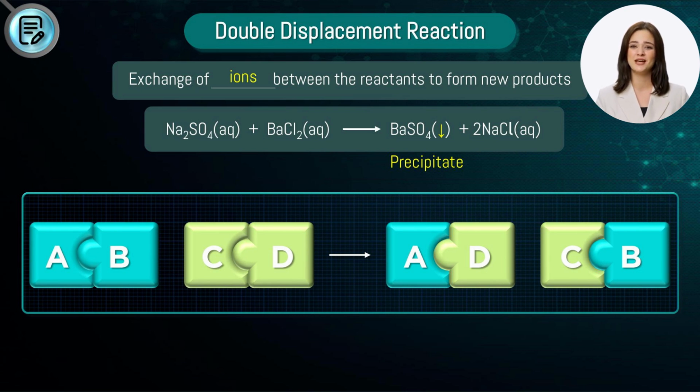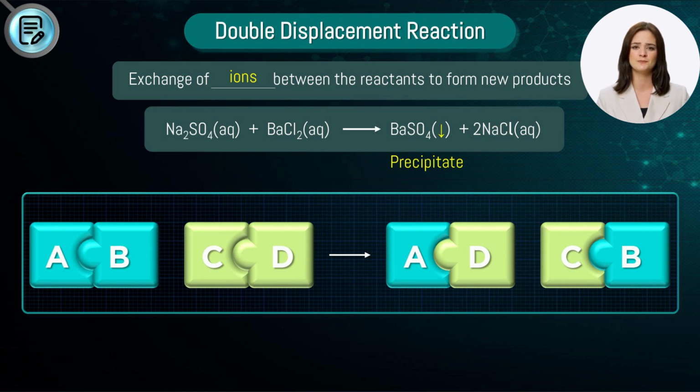In this type of reaction, there is an exchange of ions between two compounds to form new products. For example, when sodium sulfate solution reacts with barium chloride solution, the ions rearrange themselves. Barium from barium chloride combines with sulfate ions to form barium sulfate, which is an insoluble white precipitate. At the same time, sodium ions combine with chloride ions to form sodium chloride solution.